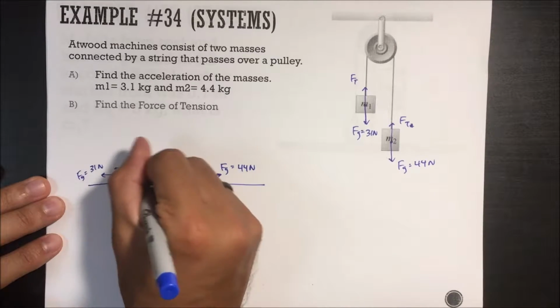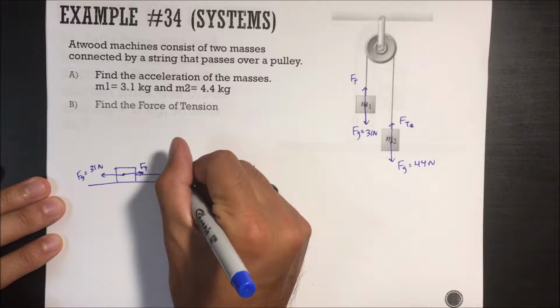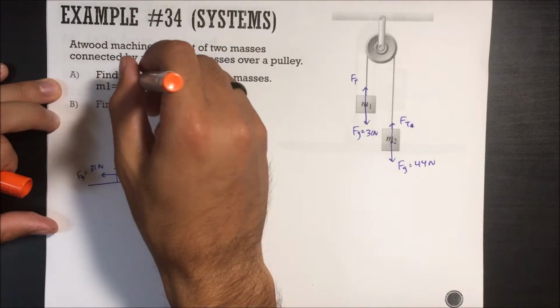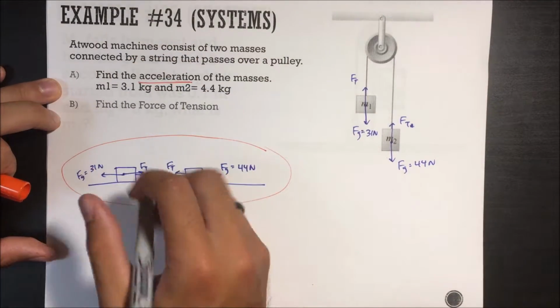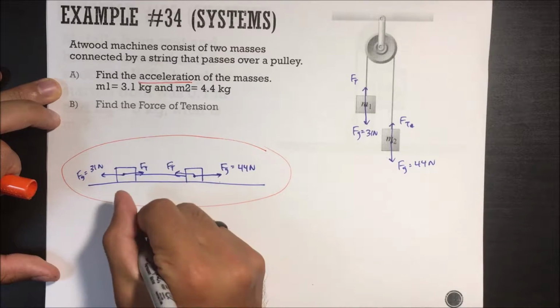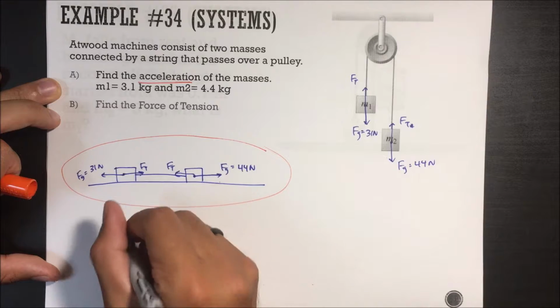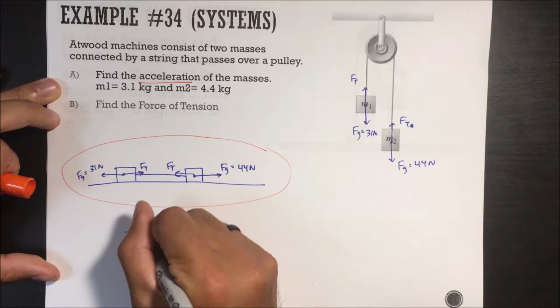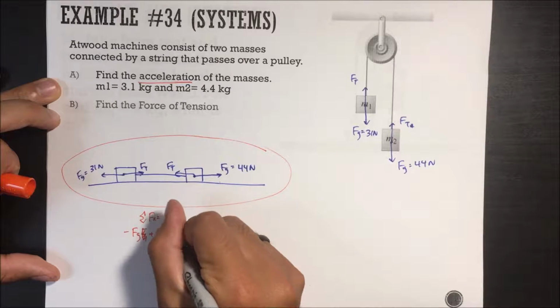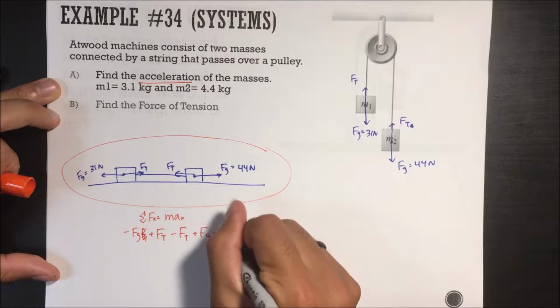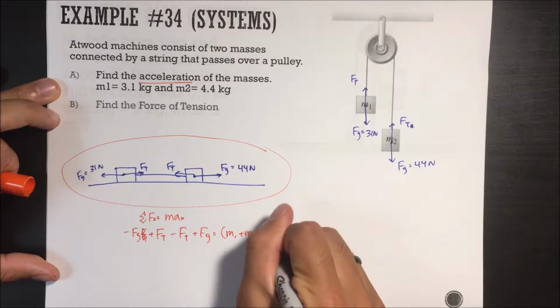Okay? And then we know this one experiences a force of tension, and then force of tension this way. Now we're trying to find the acceleration, and remember acceleration, we're looking at the whole system. So sum of all forces in the x is equal to mass times acceleration x. So we have negative force of gravity because that's going to less, plus force of tension, minus force of tension, plus force of gravity is equal to m1 plus m2 acceleration.